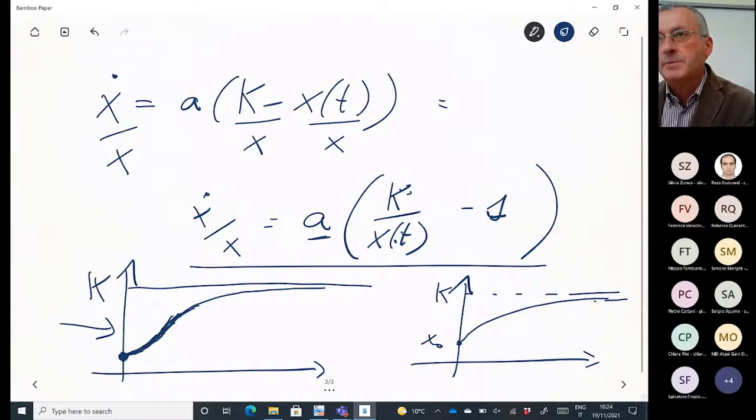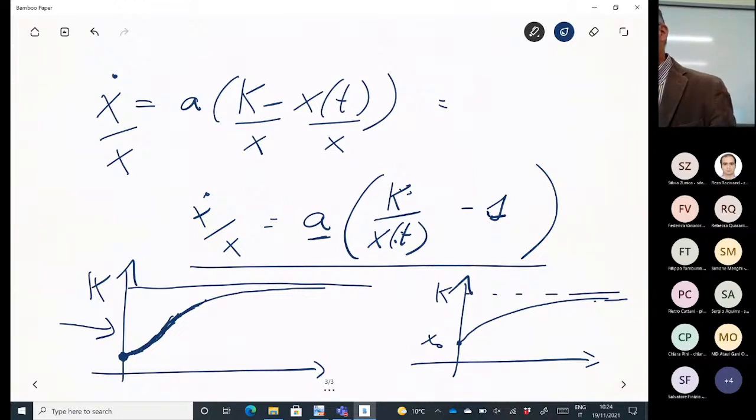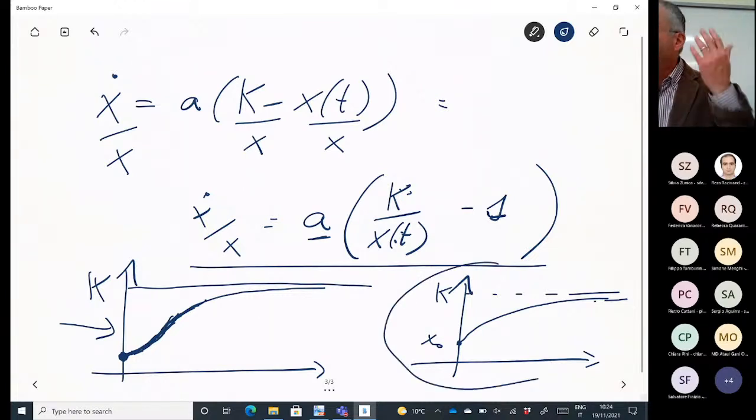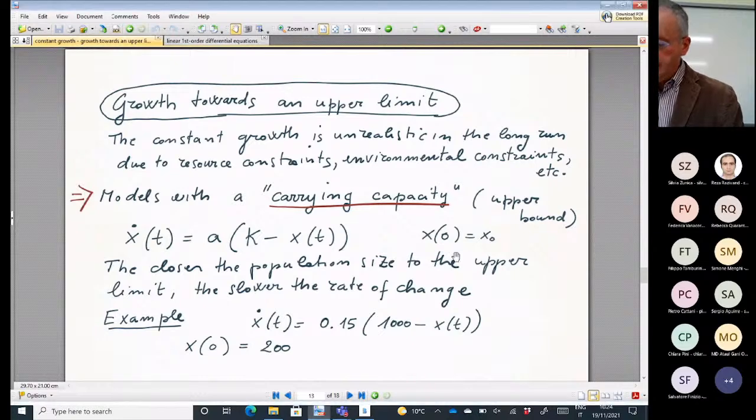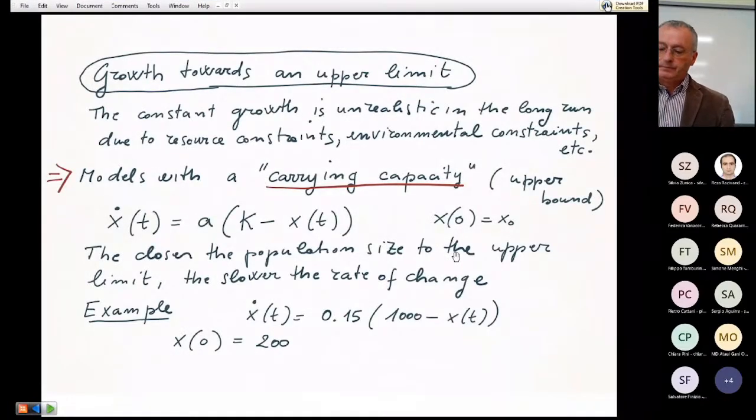Okay, so the model with a carrying capacity, for instance, look at this model. X dot is equal to 0.15 times 1000 minus xt. Okay, so clearly the carrying capacity is 1000. The initial level is supposed to be 200. And we want to solve for the trajectory, the full trajectory.